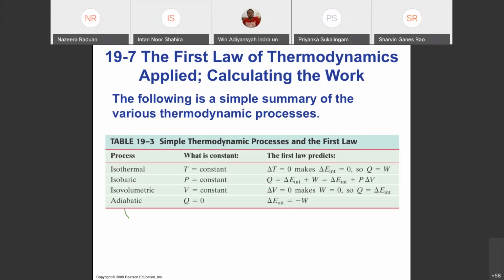For the case of adiabatic, as we know, the original formula is Q minus W, right? Adiabatic means no heat, means Q equal to zero. So if Q equals zero, that means this one equals minus work, this one. And also the rest you can check.